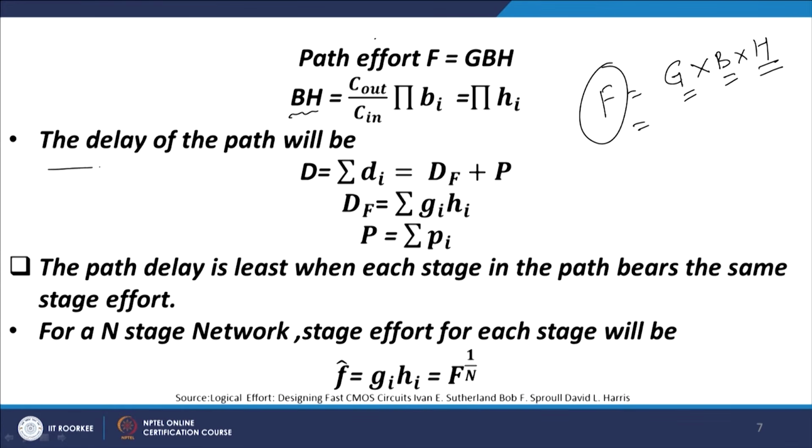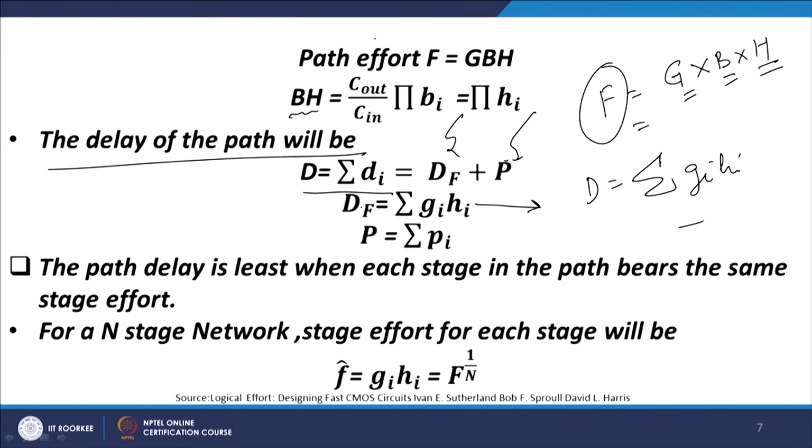Therefore, the path delay will be nothing but the summation of individual delays, which is the effort delay D_F plus the parasitic delay, which you see here. We have already discussed this to be equal to g_i h_i plus p_i. So finally, I get the delay D equal to the summation of g_i h_i plus the summation of p_i, where p_i is the parasitic delay.